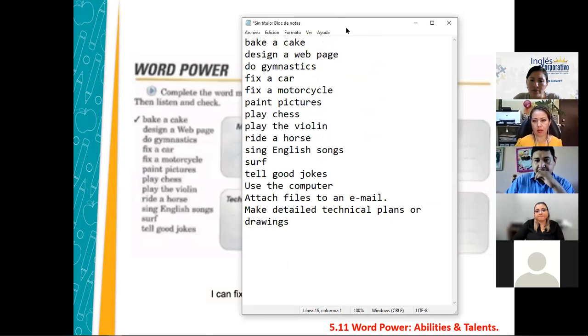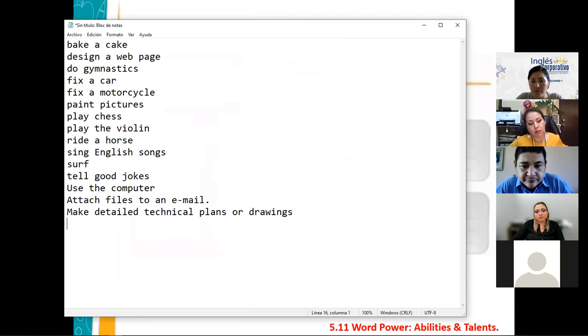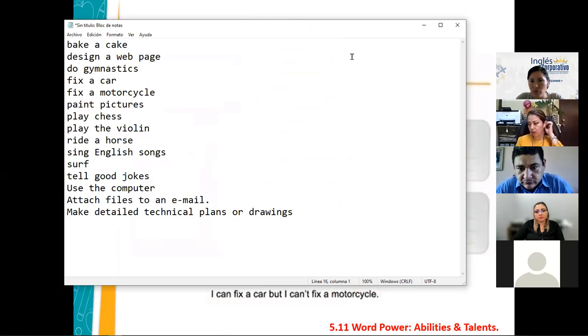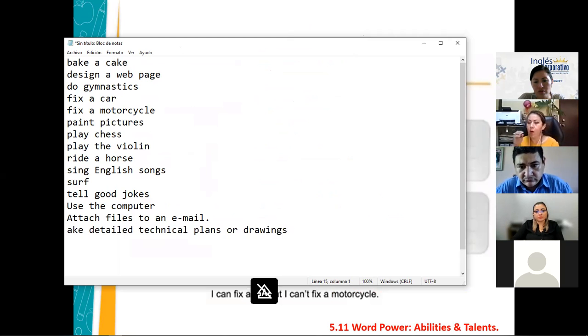Okay? What else? ¿Qué más? ¿Alguna otra habilidad que ustedes quieran agregar? What other abilities do you consider we should have? Cosas importantes que debemos saber, que deberíamos poder hacer, ¿verdad? Drive a car, siento yo que es importante. Drive a car.